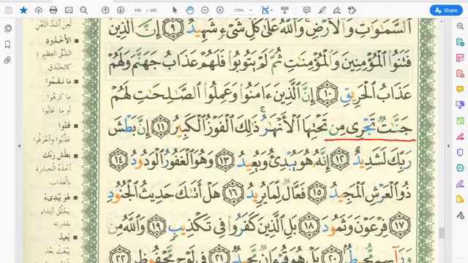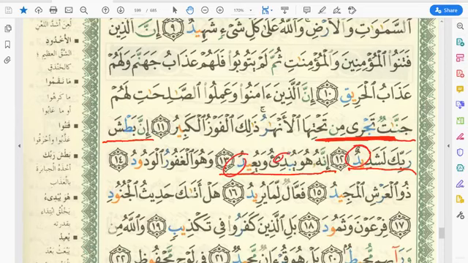Jannatun tajri. Did you hear that? Tajri. This is a smaller qalqala. All right, look at this one. Innahu yubdi'u wa yu'id. Let's see this one. Inna batasha rabbika lashadid. Did you hear that? There's a couple of qalqalas, you could see that.